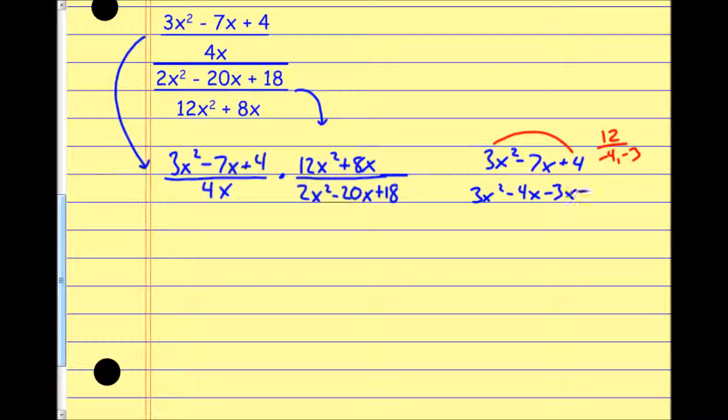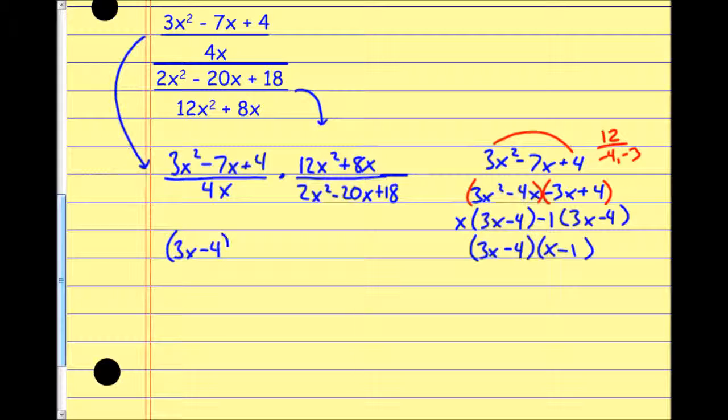I group the first two together, group the second two together. Out of the first two terms, I can factor out an x, which leaves me with a 3x minus 4. Out of the second two terms, I can factor out a -1, which leaves me with a 3x minus 4. So now my two factors are the 3x minus 4 and the x minus 1. So coming back over here, I've got a 3x minus 4 and an x minus 1. The denominator doesn't change. That can't be factored any further. It's a 4x. Over here, the numerator, all I can do is factor out the greatest common factor, which is a 4x this time, which leaves me with a 3x plus 2.